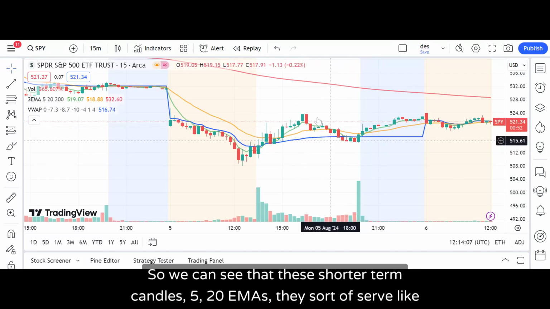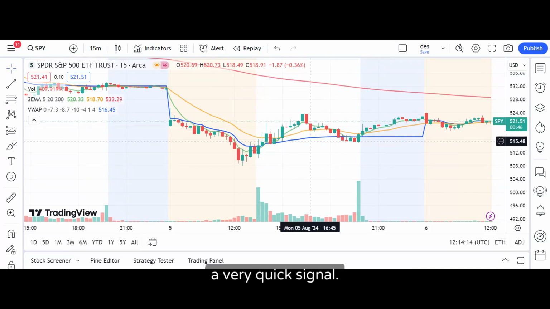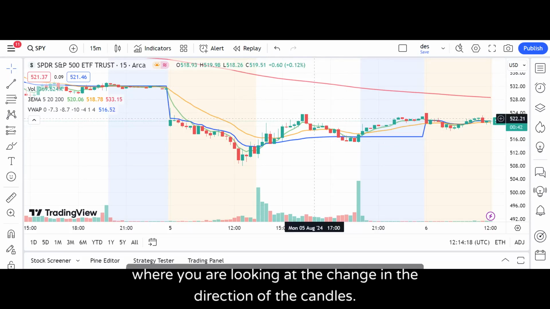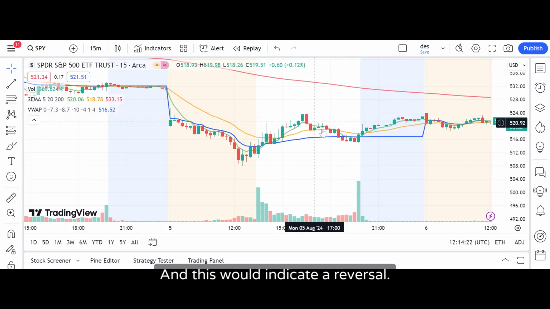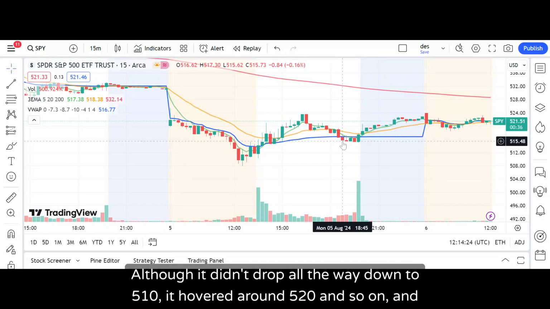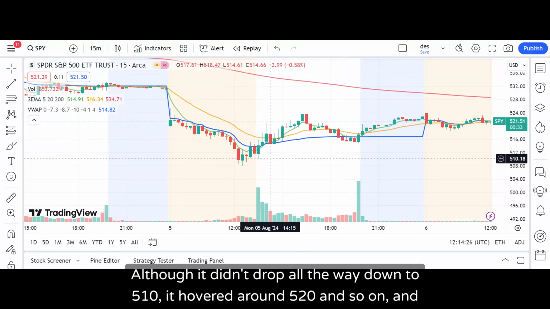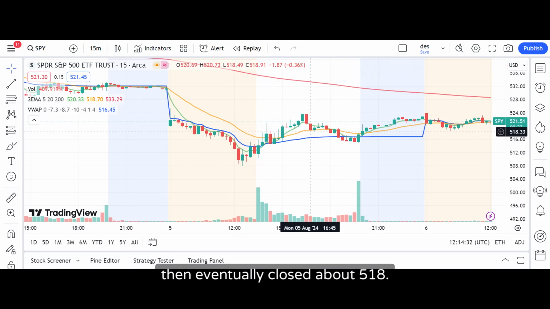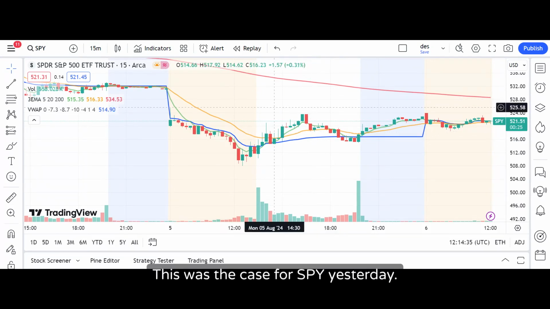So we can see that these shorter term EMAs sort of serve like a very quick signal, where you are looking at the change in the direction of the candles. This would indicate a reversal, although it didn't drop all the way down to 510. It hovered around 520 and so on, and then eventually closed about 518. This was the case for SPY yesterday.